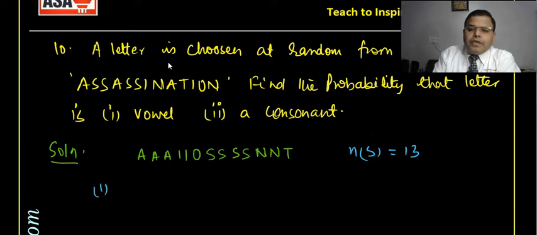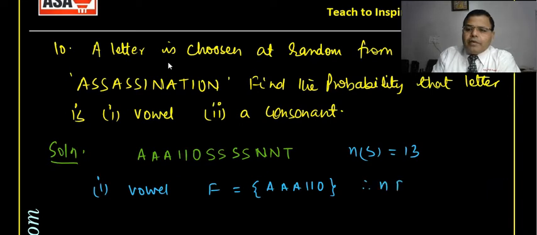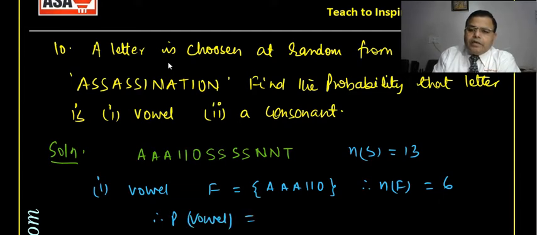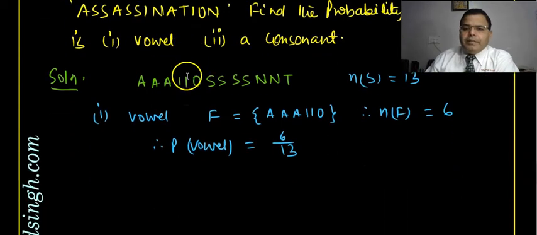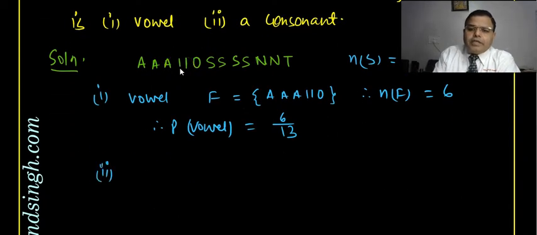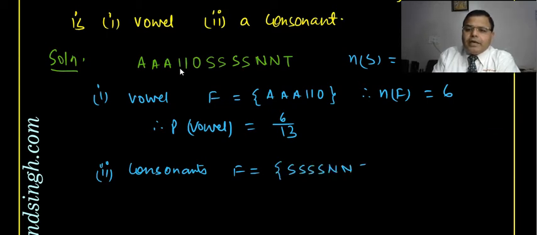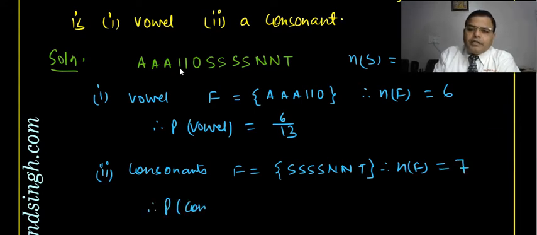Now the first part is vowel. The favorable outcomes are A, I, O, so the number of favorable outcomes is 6 only. So the probability of getting a vowel is 6 by 13. And the remaining 7 are consonants. So the second part is consonants. The favorable outcomes are S, N, and T, so the number of favorable outcomes is 7, and therefore the probability of getting a consonant is 7 by 13.